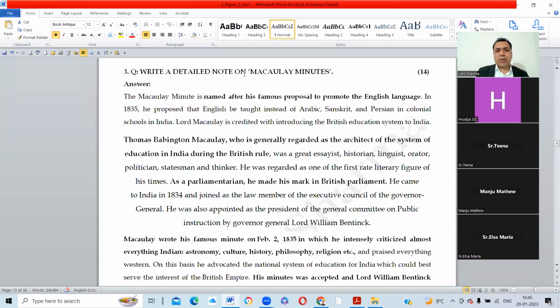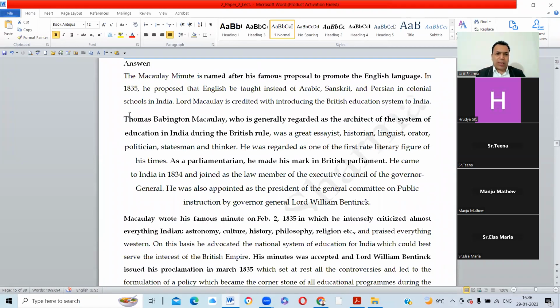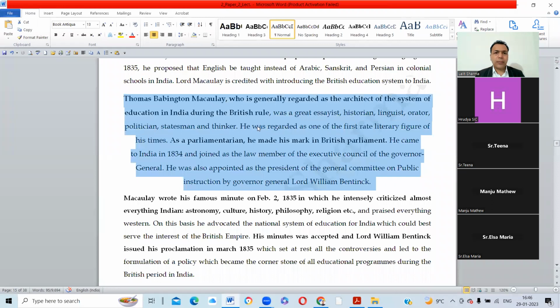Okay. Now the long question has come. Write a detailed note on the Macaulay minutes. So what was the Macaulay minute, guys? You have to talk about it right here. What are the recommendations and features of the Macaulay minute? And a little bit about Macaulay in 2 or 4 lines. So, Lord Macaulay, Thomas Babington Macaulay, was the complete name of Macaulay.